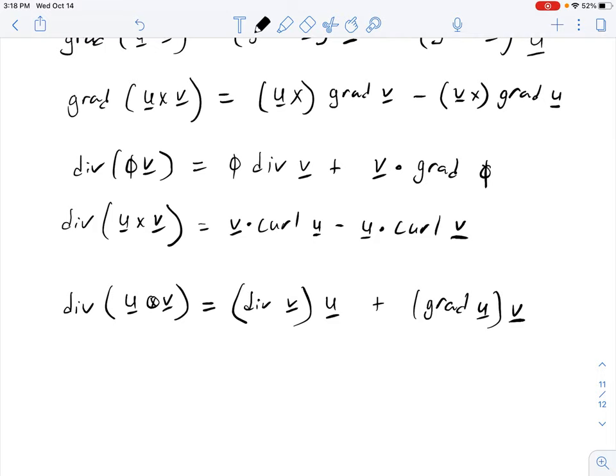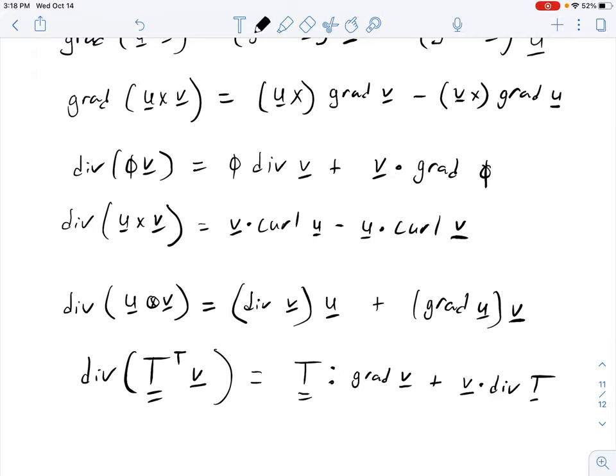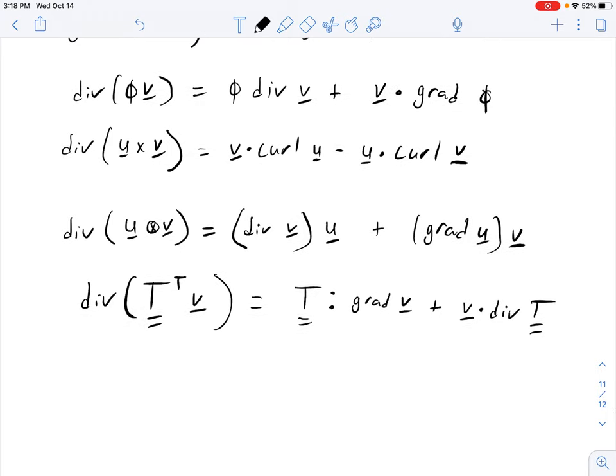All right, the divergence of T transpose acting on v is equal to T tensor inner product grad v plus v dot div T. So this is like the definition of the divergence of a tensor field, except that now v is not a constant or a uniform vector, but v is itself a non-uniform vector field.